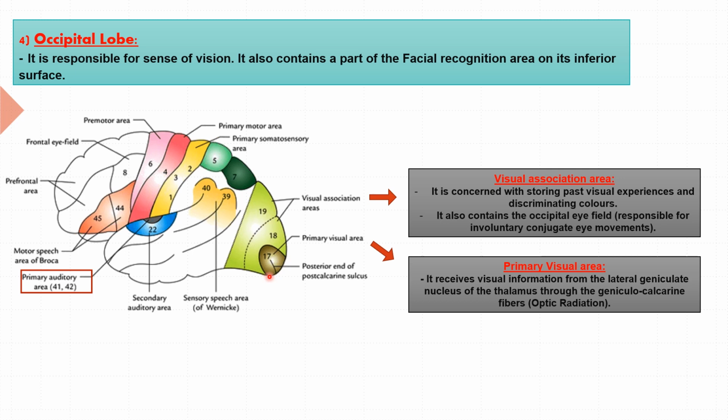The region of both gyri adjacent to the calcarine sulcus forms the primary visual cortex. This cortex is the Brodmann area number 17 and is responsible for the integration and perception of visual information. It receives visual information from the lateral geniculate nucleus of the thalamus through the optic radiation. Adjacent to this region, we have the association areas, which are Brodmann areas number 18 and 19. These are concerned with storing past visual experiences and discriminating colors.